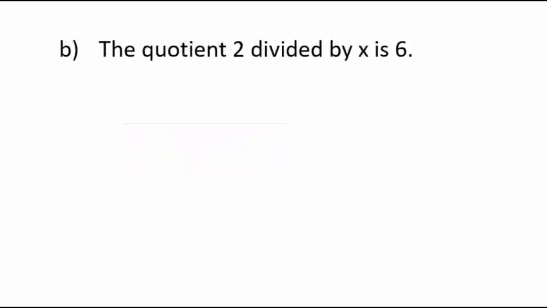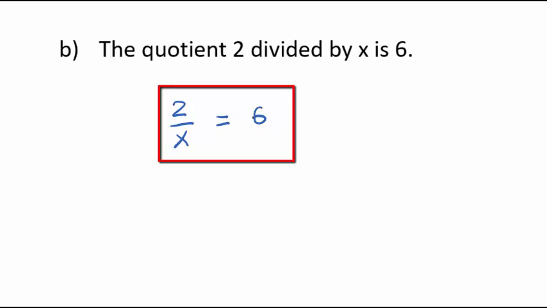The quotient of 2 divided by x is 6. The quotient means we divide. So the quotient of 2 divided by x is the same as 2 over x, "is" means equals, and then 6. So this is the answer.